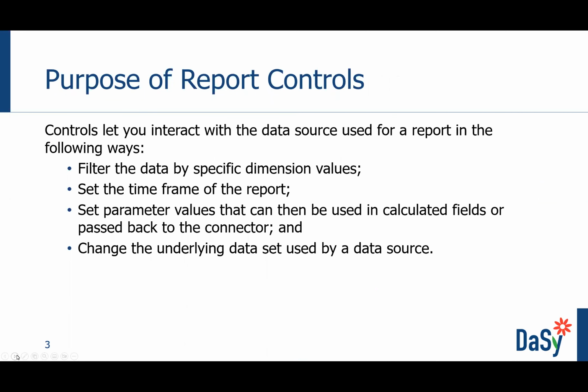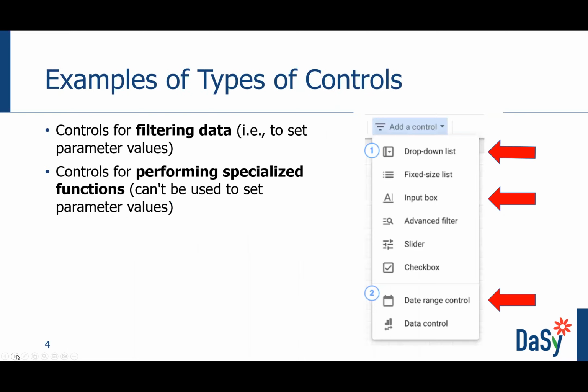Controls are essentially filters. In general, report controls allow Looker Studio viewers and editors to apply criteria and cross-filter information. The controls menu is divided into 2 sections. The controls in the first section can be used to filter data or to set parameter values. The controls in the second section perform specialized functions and can't be used to set parameter values.